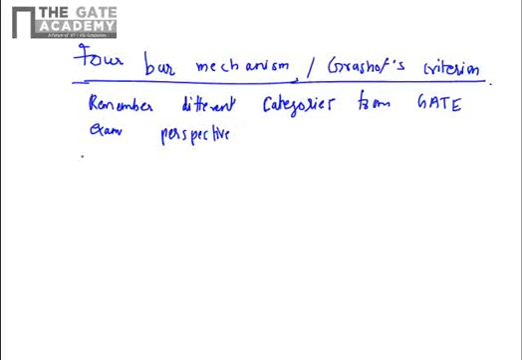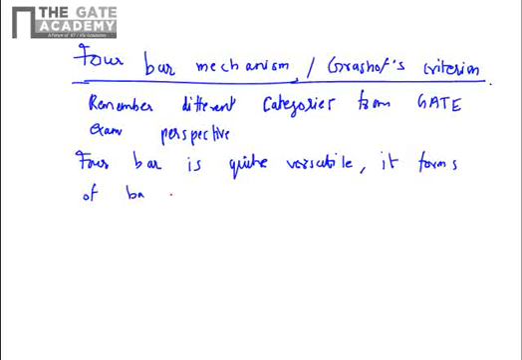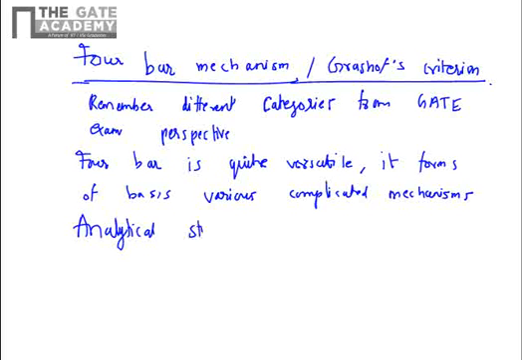As discussed earlier, the 4-bar chain is quite versatile and it forms the basis of various complicated mechanisms. So that is why the analysis, or analytical study, of the 4-bar chain is important.